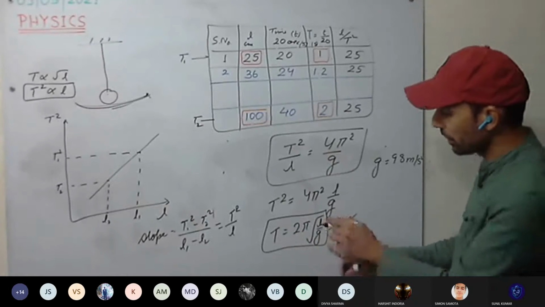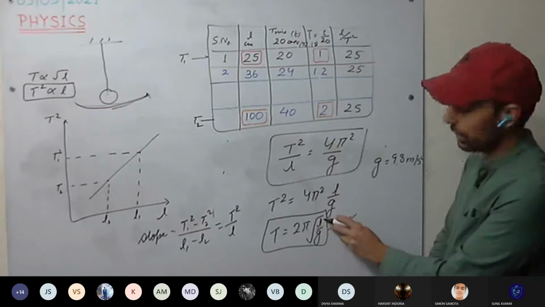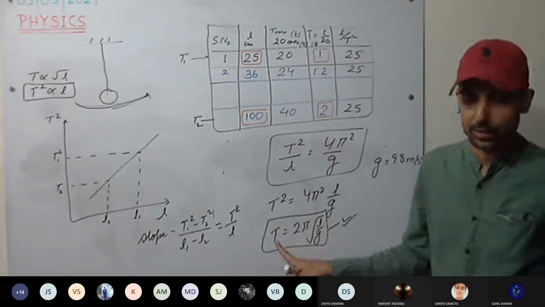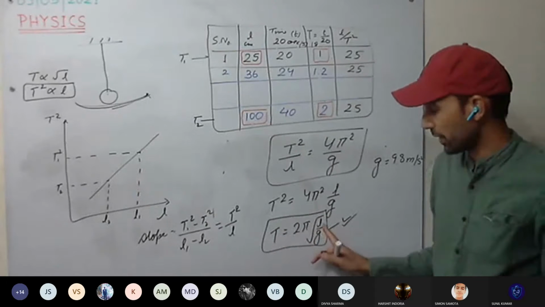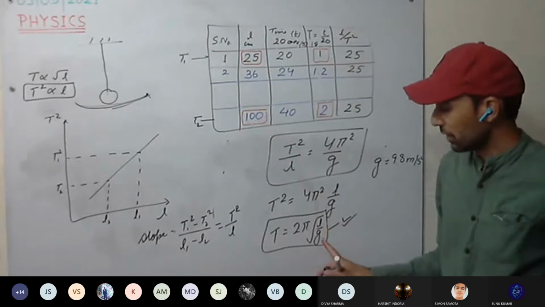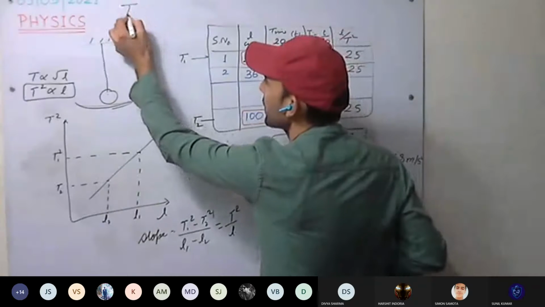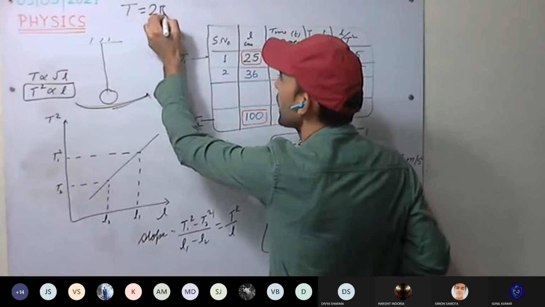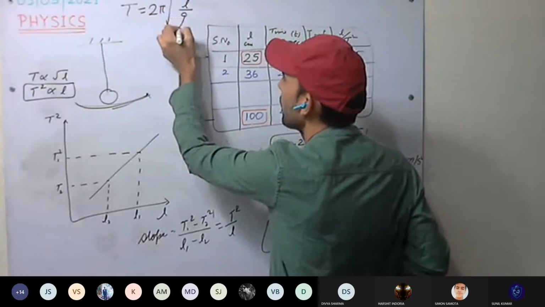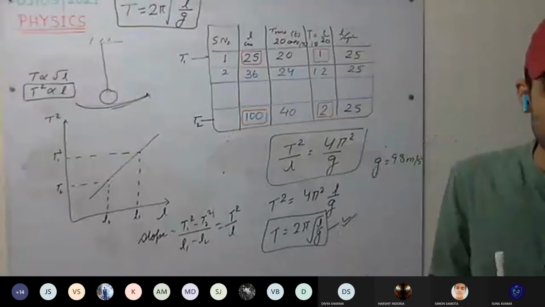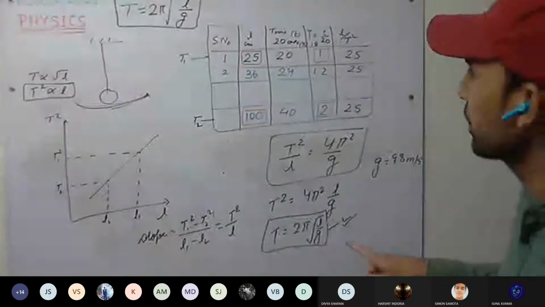How can you remember? Will L be in the numerator or denominator? As the length increases, time period increases. Therefore, L will be in the numerator and g will be in the denominator. So this you have to remember: T equal to 2 pi root of L by g. This is the equation to calculate the time period of a simple pendulum.